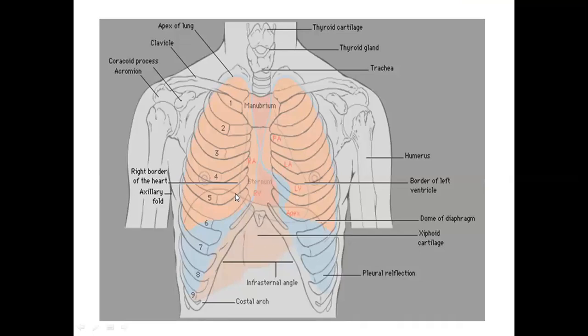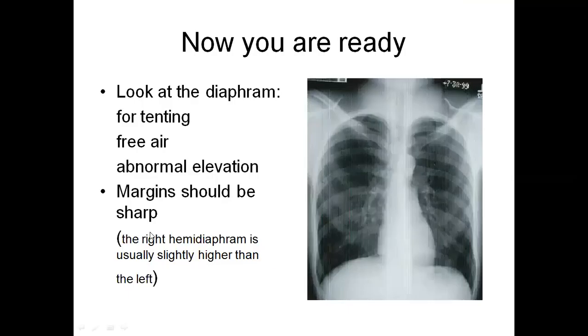Now, generally in an X-ray, what do we see? We see the clavicle, the ribs, the outline of the heart, and the outline of the dome of the diaphragm. Below the right dome, I said we have the liver. Now, look at the diaphragm. This is our diaphragm. This is the right dome and this is the left dome, and the margins of the diaphragm should be sharp. The right hemidiaphragm is usually slightly higher than the left, which is normal.